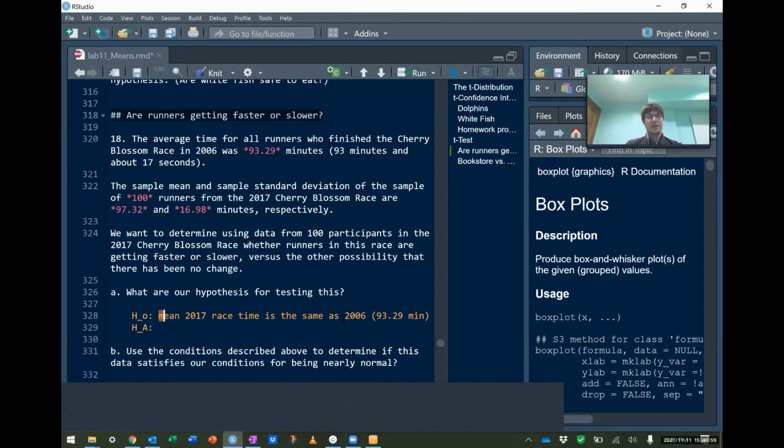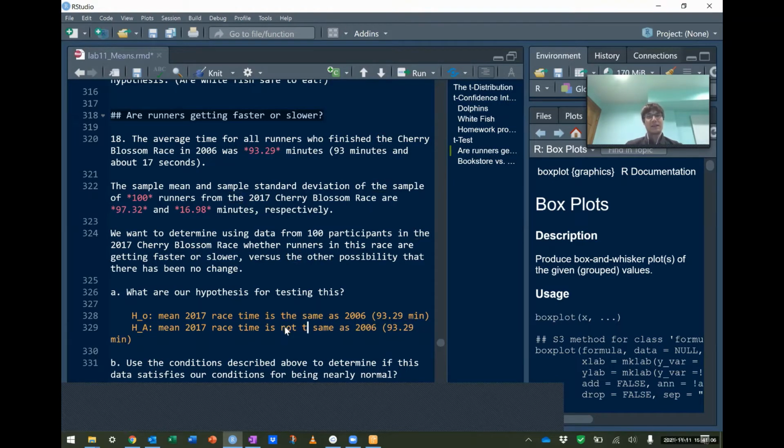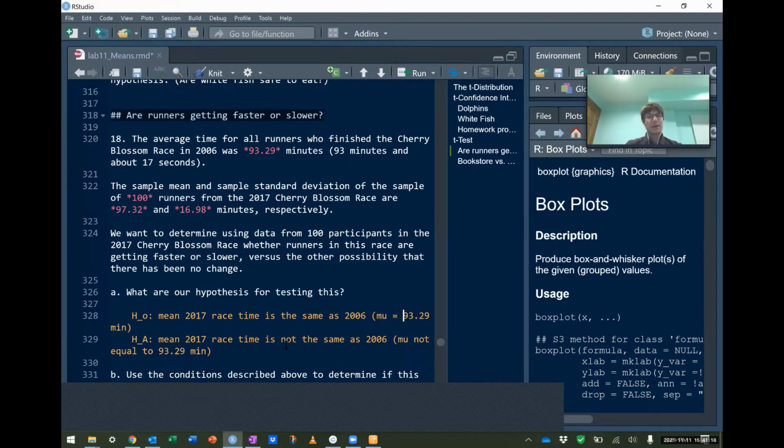And so the alternate hypothesis is that the mean race time is not the same. So I could say mu is not equal to that. Mu is the population mean. Okay, so think about these carefully. These hypotheses are what everything hinges on. That should be plural.